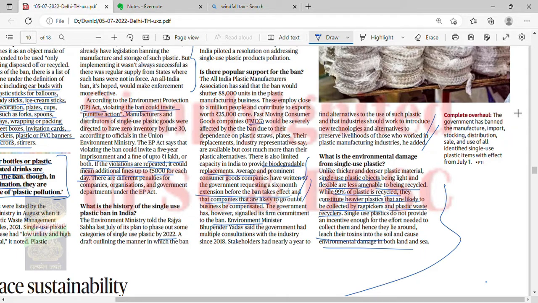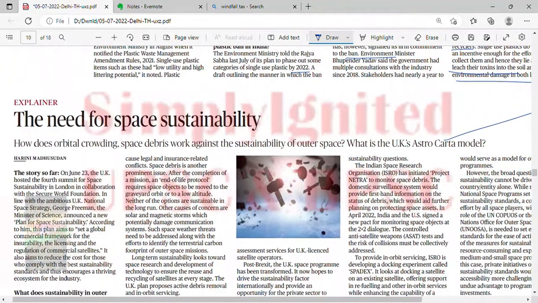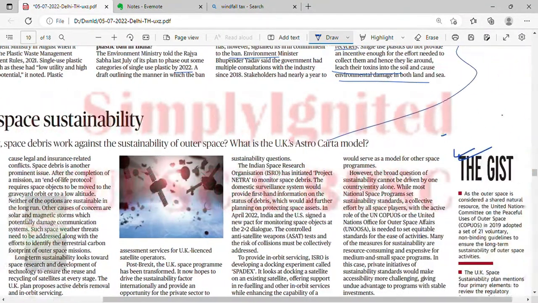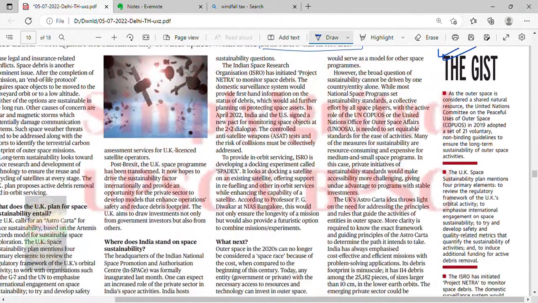Now after this, let's see the next one. What is this? The need for space sustainability. What is the UK's Astro Carta model? Fine, so we'll be talking about this Astro Carta model. Let's see, I think it will be regarding the space debris collection thing, right?